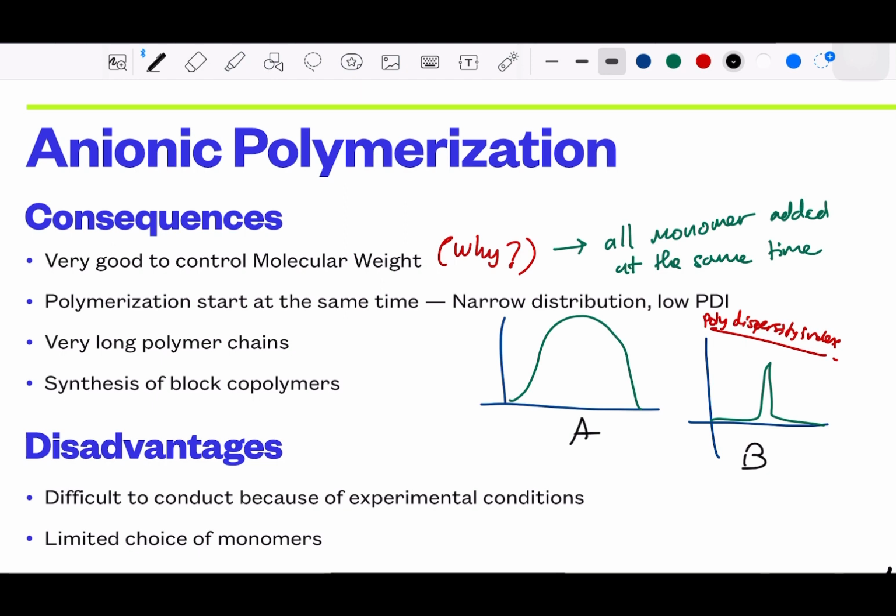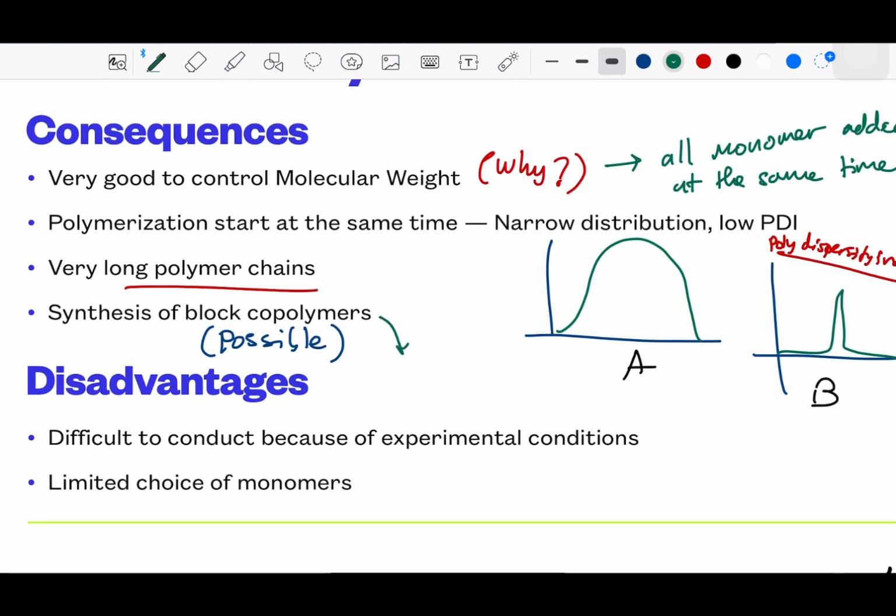And then it has very long polymer chains because of the ionic. And then it can synthesize block copolymers, so it's possible. Which means we can think of block copolymers as having different segments in one chain. It's possible.